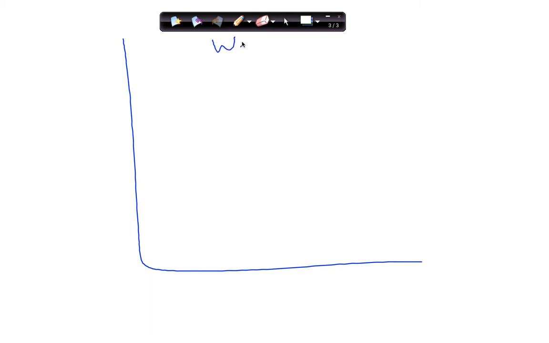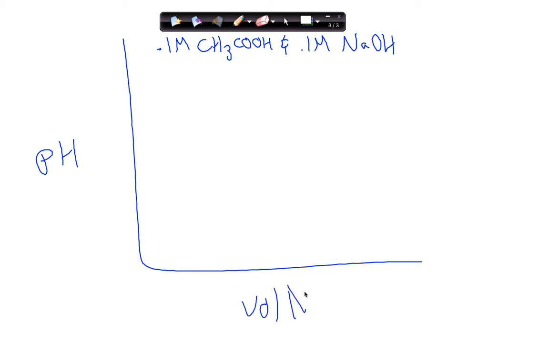Okay, so guys, let's draw ourselves a weak titration curve. So we go like this, and let's be specific. Let's just call it what it is. So let's go acetic acid, CH3COOH, 0.1 molar, and 0.1 molar NaOH. Let's keep our players familiar. And then this is pH, and this is volume of NaOH.